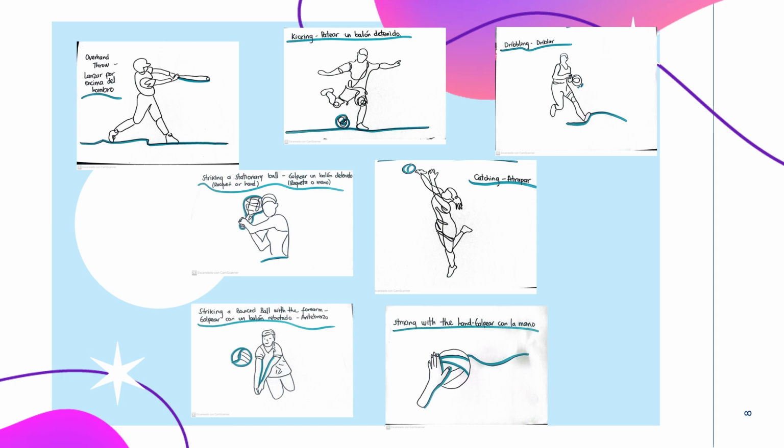Striking a stationary ball measures weight transfer and contact with the hitting surface. Dribbling evaluates pushing the ball downward with the fingertips, striking a ball with the forearm, observing the forearm position and object control, and striking with the hand, evaluating the applied force and arm extension.